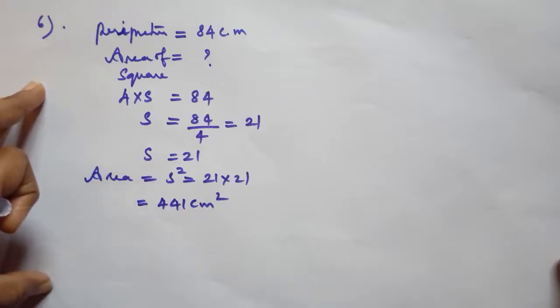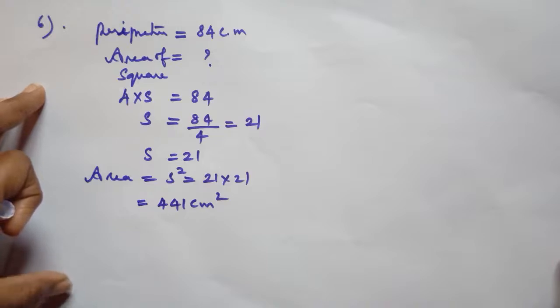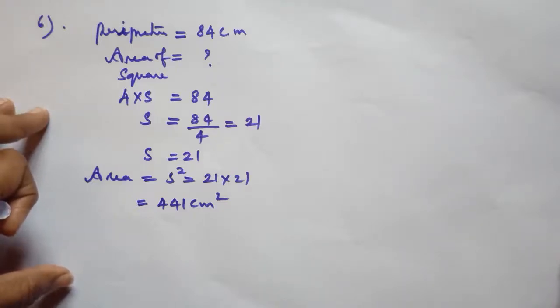Seventh question. Mr. Saxena bought a plot of land 80 meter by 40 meter, length and breadth, at 50,000 per meter square. How much did the plot cost him? Students listen, rupees 50,000 per meter square. So first you should find the area of the plot. Here this is 80 meter length and 40 meter breadth, so this is a rectangle shape.